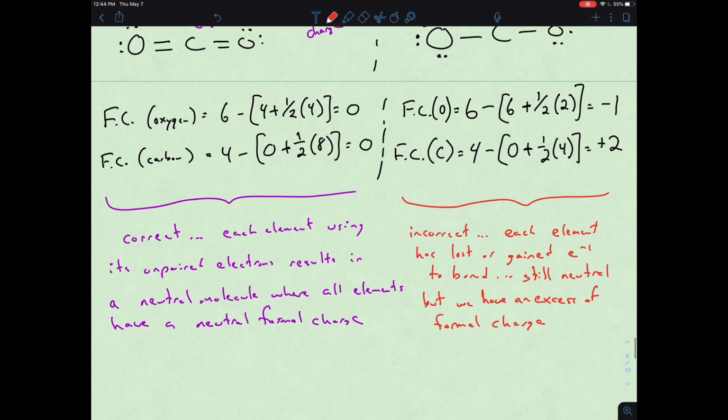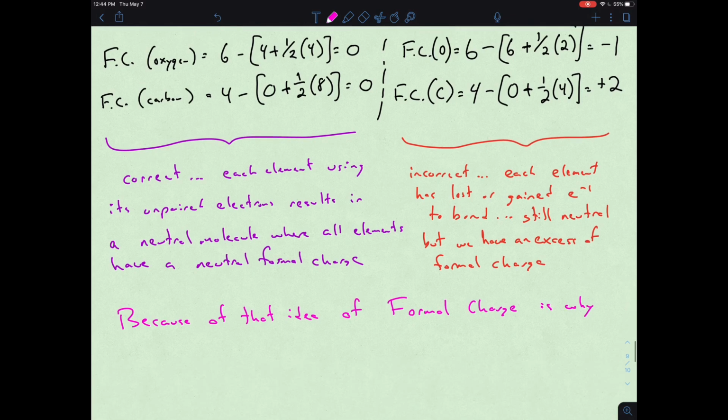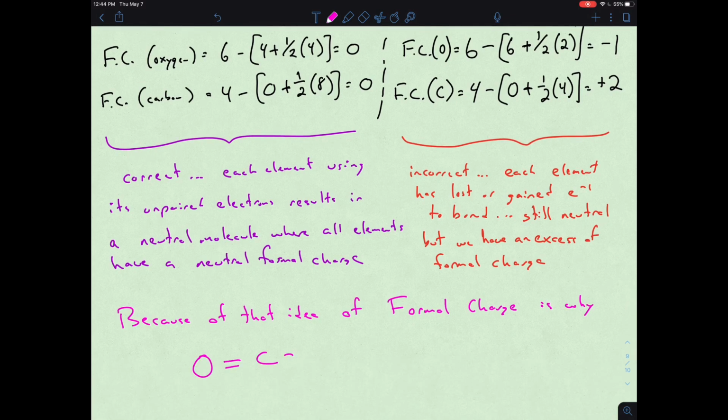And so because of that, that idea of formal charge is basically why our first structure is correct, looking at that carbon dioxide structure.